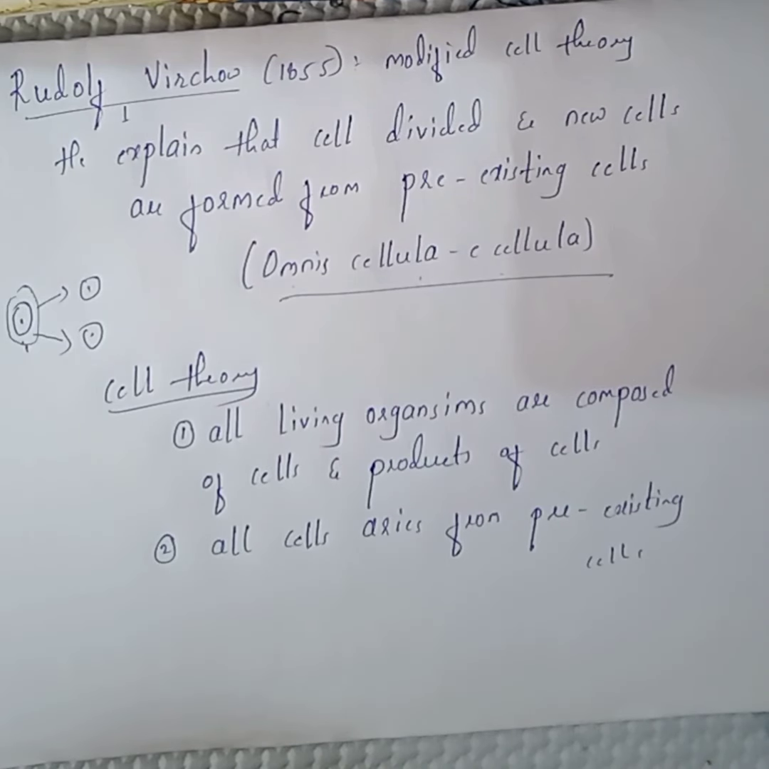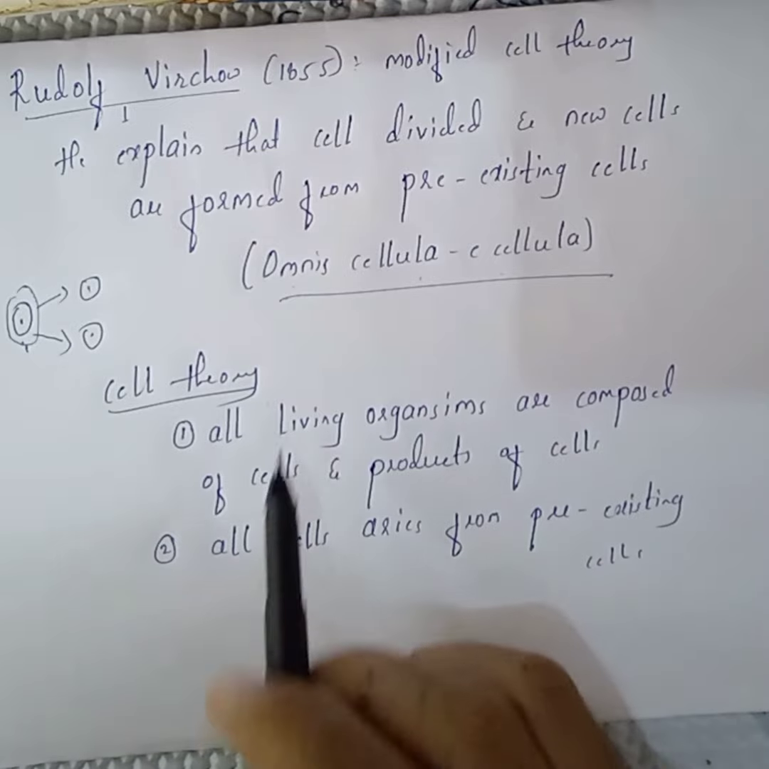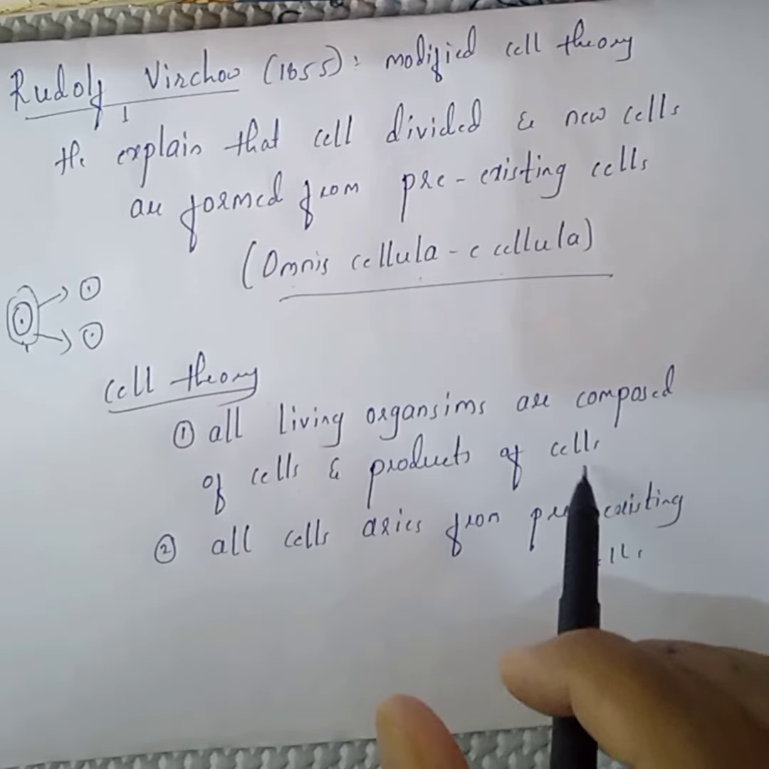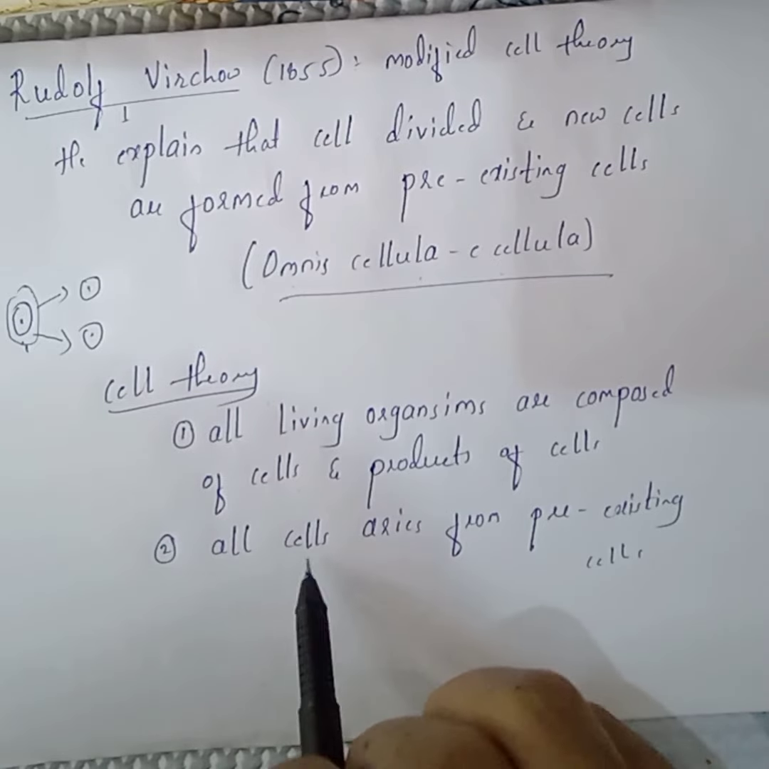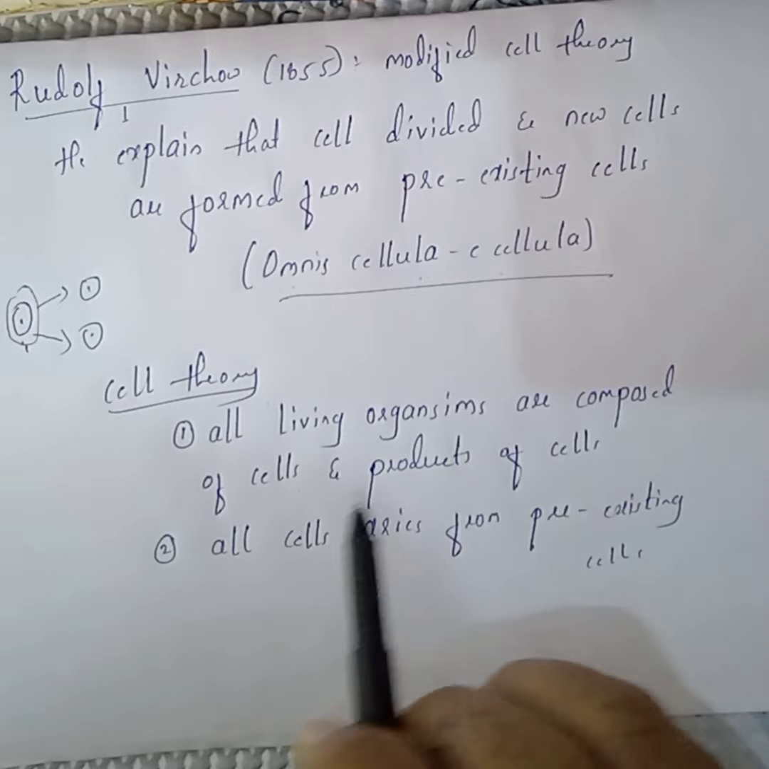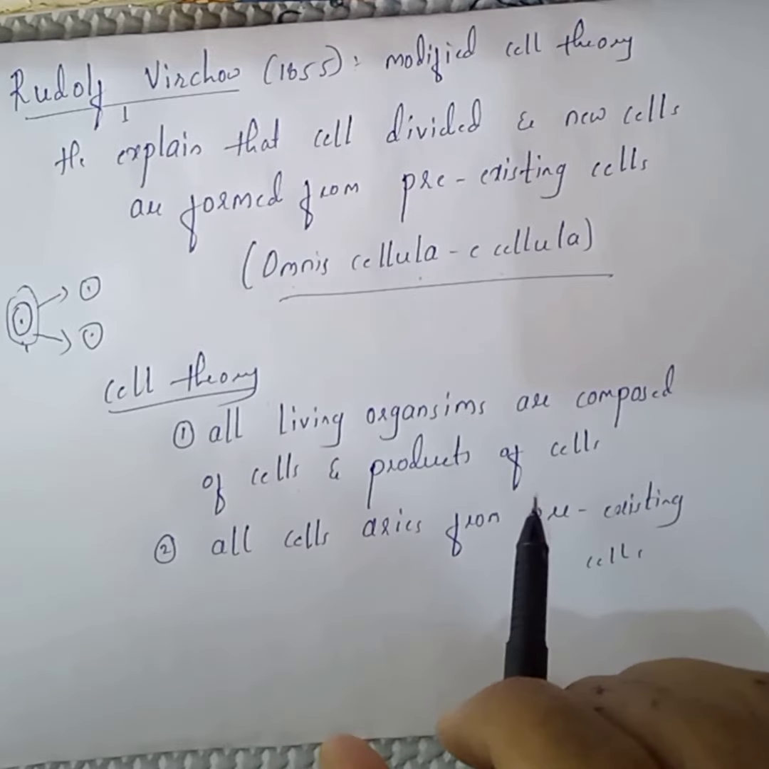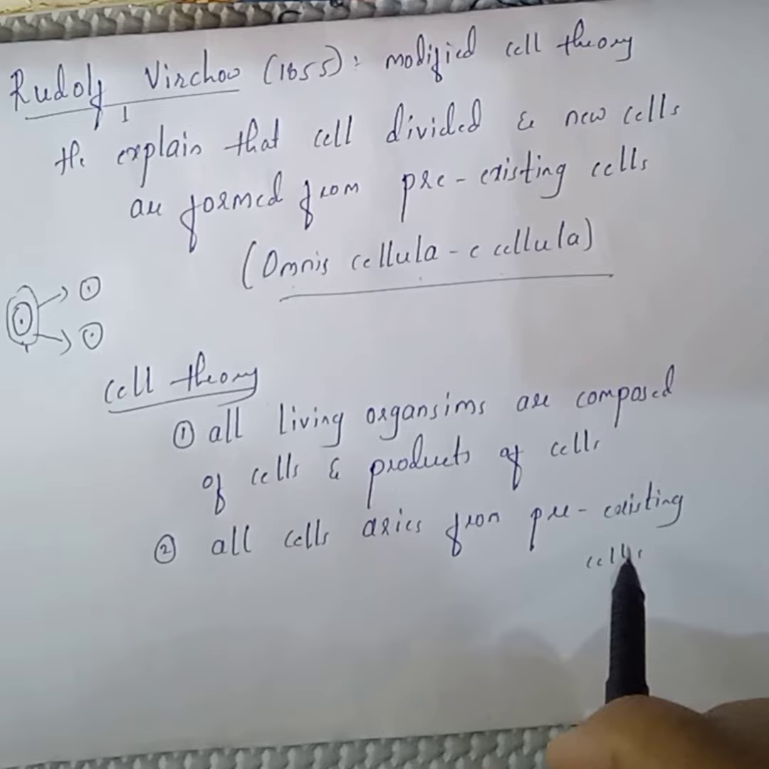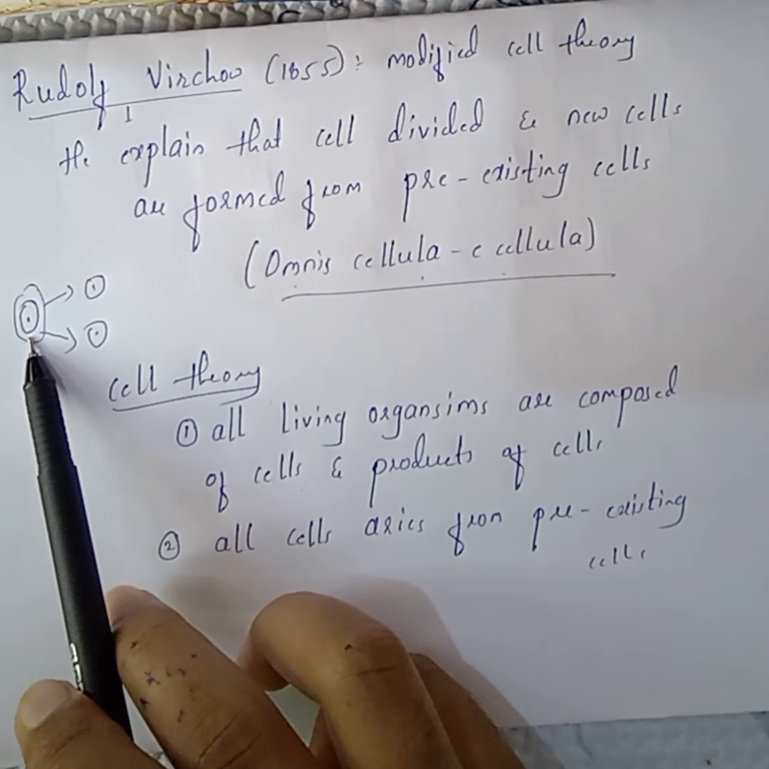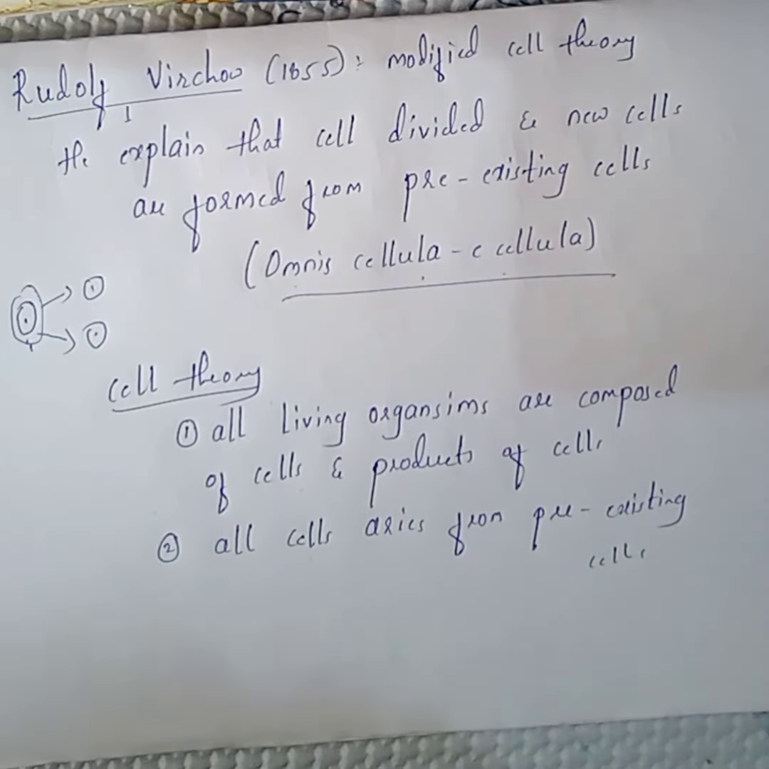The cell theory, as we understand it today, says that all living organisms are composed of cells and products of cells. And second, all cells arise from pre-existing cells, which means a pre-existing cell will divide and give new cells.